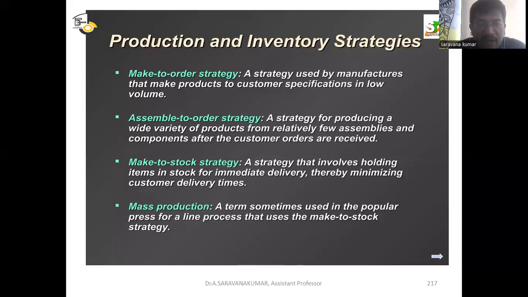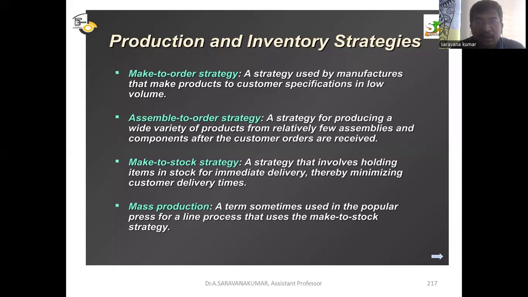Make to order strategy: a strategy used by manufacturers that make products to customer specifications in low volume. So depending upon the customer specification, we are going to manufacture that particular product. Assemble to order strategy: a strategy for producing a wide variety of products from relatively few assemblies and components after the customer orders are received. Make to stock strategy. What do you mean by make to stock strategy? A strategy that involves holding items in stock for immediate delivery, thereby minimizing customer delivery times.